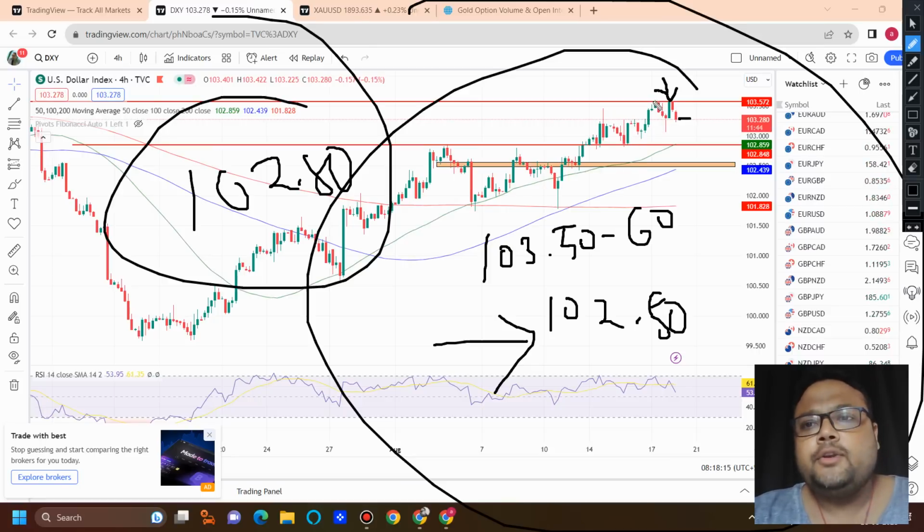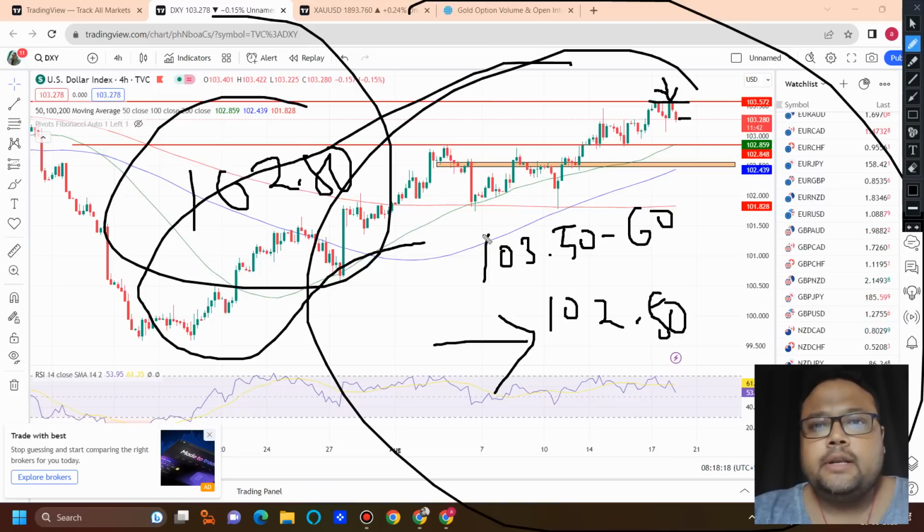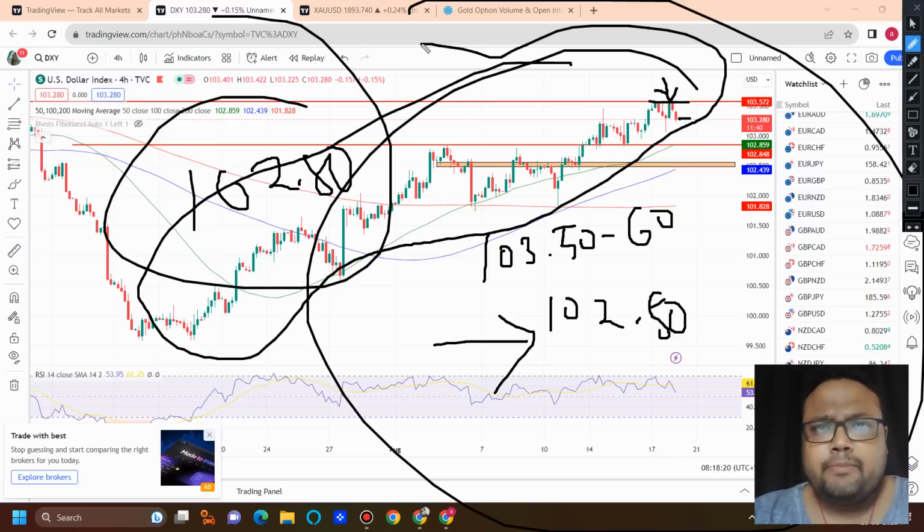Though DXY failed to cross the resistance, we cannot deny that overall the chart is in an uptrend. So if the same situation remains, at one point DXY will break 103.50 and move higher, because the trend of the market is very important and DXY is technically bullish right now. So at one point it should break the resistance and move higher. That's all about DXY as of now.